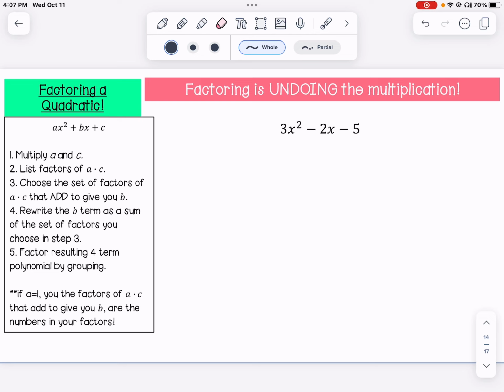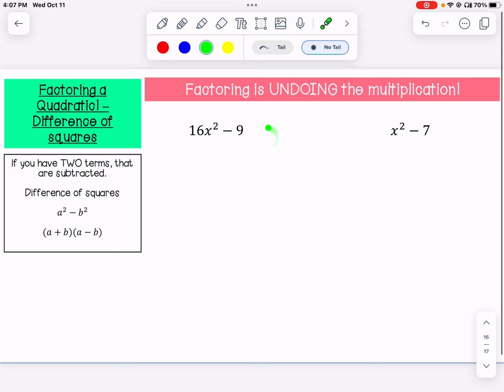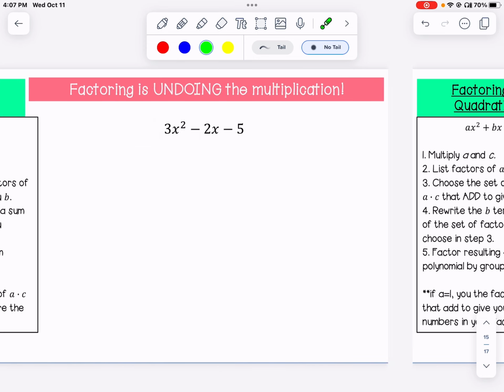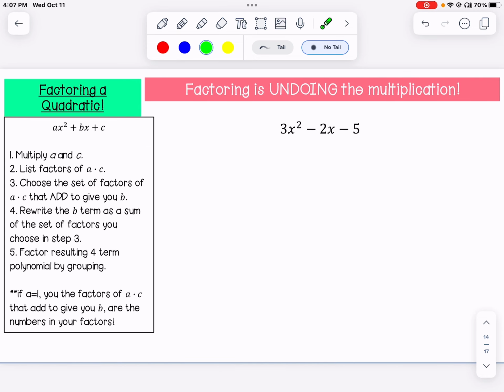So we're going to be looking at factoring two different types of quadratics. The first one we're going to be looking at is a trinomial. So when it's in this form here, there are three terms. And then we're also going to be looking at factoring a quadratic binomial. So let's start here with factoring the trinomial.